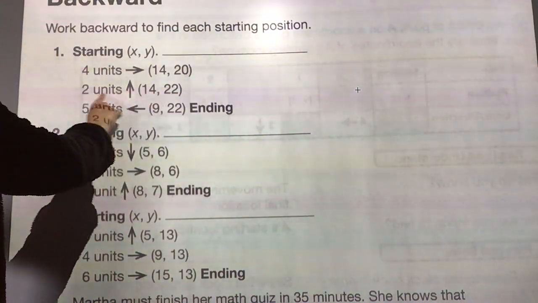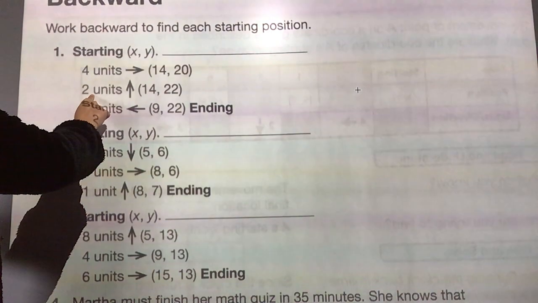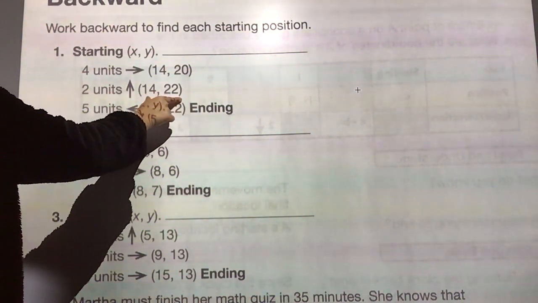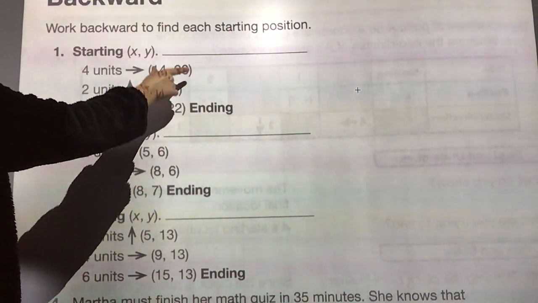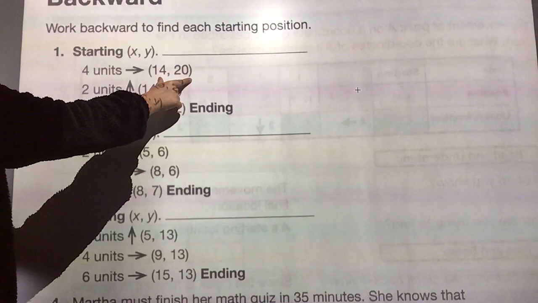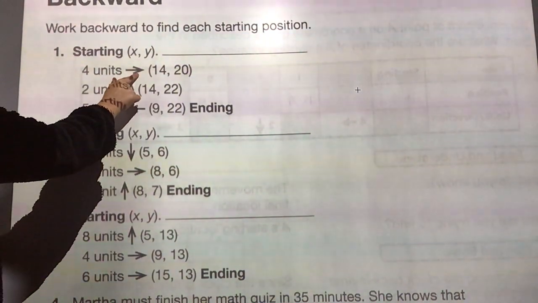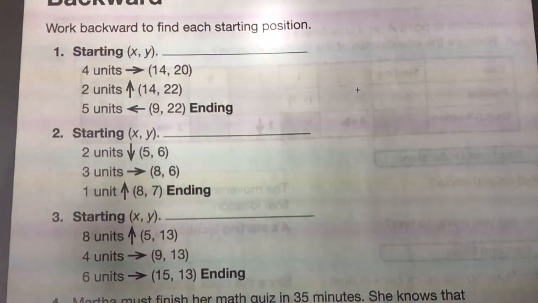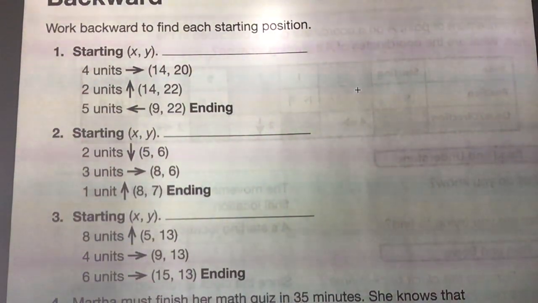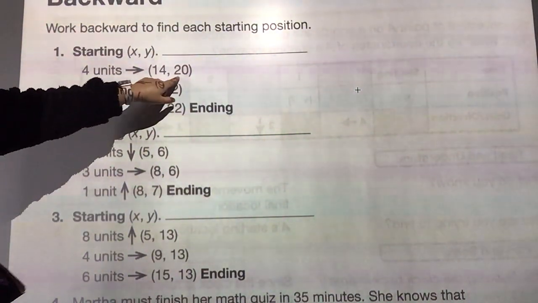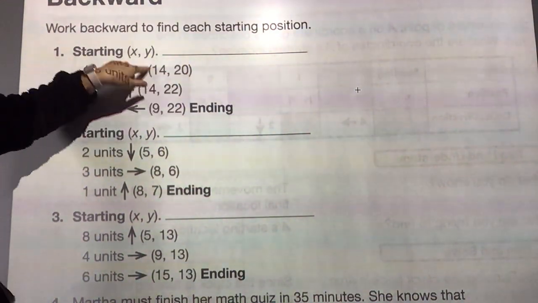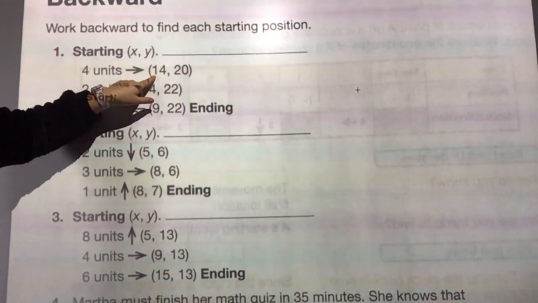Okay? 2 units up, but instead of going 2 units up, the opposite is 2 units down. For 14, 22, 2 units down gives me 14, 20. My last step here, 4 units right, but I don't want to go 4 units right. I want to go 4 units left because we're working backwards. What would be 4 units left here to this ordered pair?